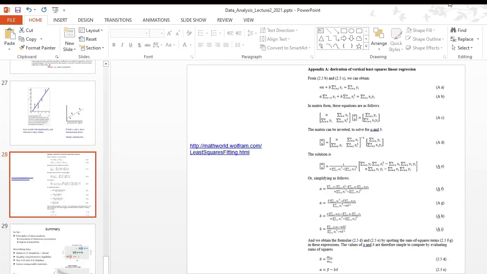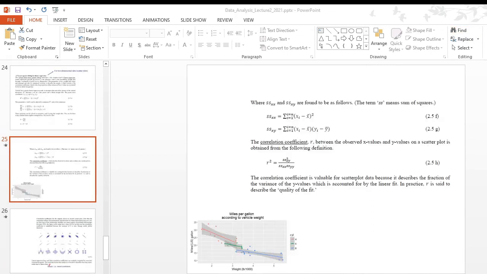There's also an appendix in this course's lecture notes, which shows you we're trying to get the parameters, the intercept and slope for the line y equals a plus bx, which in some sense gives you the best fit to a cloud of data points. This is done using a straightforward recipe, and you end up with equations 2.5 d and e. Following through equations 2.5 f and g, you get equation 2.5 h, which gives you r squared.